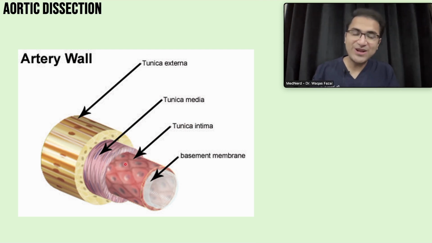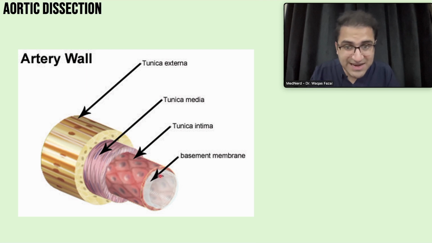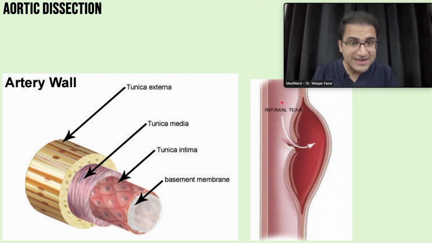What happens in aortic dissection is that the patient gets a tear in the tunica intima, and whenever the patient gets a tear in the tunica intima, blood starts entering between tunica intima and tunica media. This is another picture showing the intimal tear. Whenever there is a tear in the tunica intima, the blood starts gushing inside and accumulating between the tunica intima and the tunica media.